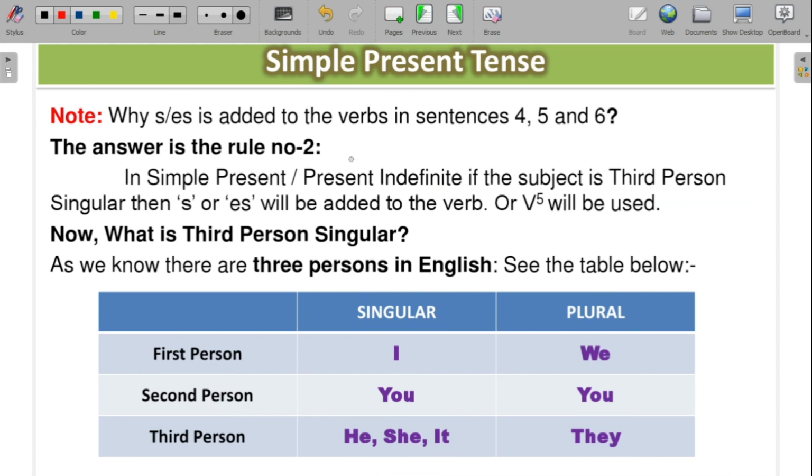Here it says where we use S or es. In simple present tense, if the subject is third person singular, do not forget. Not third person only, but third person singular. If the subject is third person singular, that means if in the subject there is no I, we or you, or any plural subjects, then that is a third person singular.